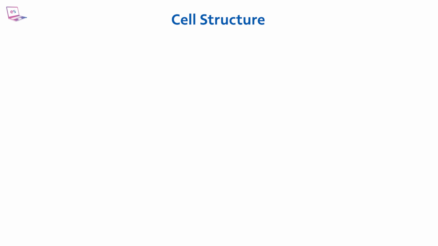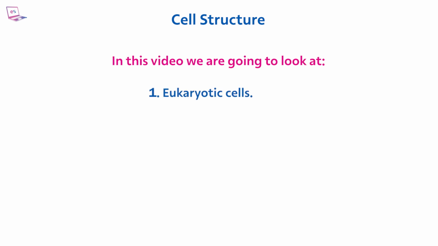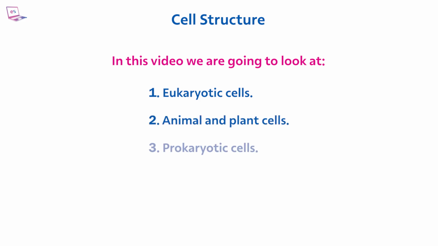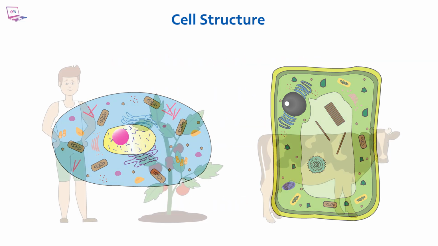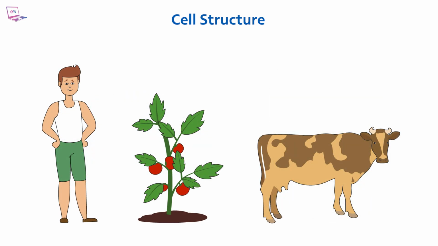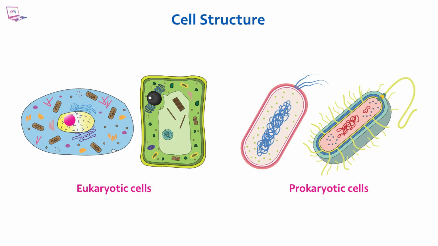Cell structure. In this video we are going to look at eukaryotic cells, animal and plant cells, prokaryotic cells, microscopes, specialized cells. Cells are the basic building blocks of all living organisms. Eukaryotic and prokaryotic cells are the two main types of cells found in living organisms, each with distinct characteristics.